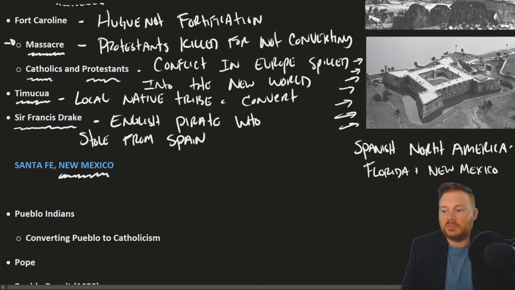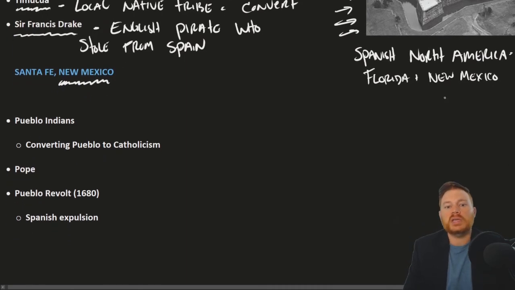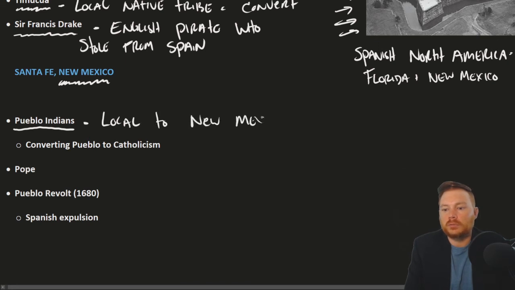In Santa Fe, New Mexico, it was a similar but yet different story. In Santa Fe, New Mexico, it was more about converting the local Pueblo, so the Pueblo Indians local to New Mexico. It was more about converting the Pueblo to Catholicism. In New Mexico, there really was no financial gain that was there. Instead, there were a handful of Spanish settlers. But mostly it was the presence of the Catholic Church.